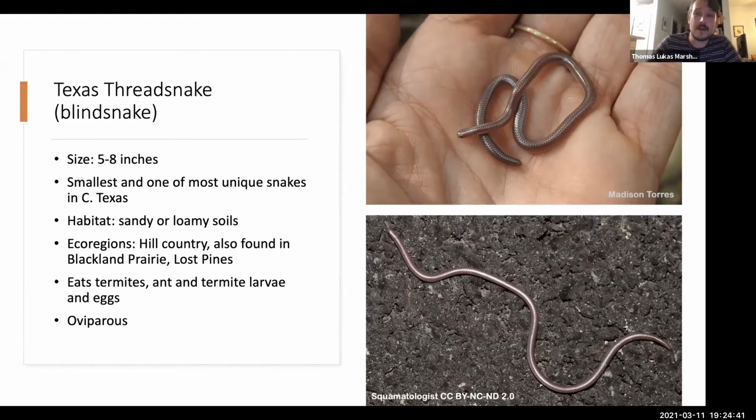And they're oviparous. This is something I haven't talked about yet, but snakes are interesting in that some of them are oviparous, which means that they lay eggs, and others are viviparous, which means that they give birth to live young. So with each of these slides, I'm going to tell you whether the species is oviparous or viviparous, just to give you a sense of how these snakes live their lives.